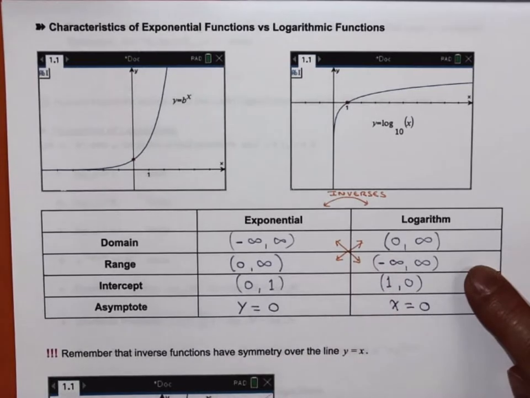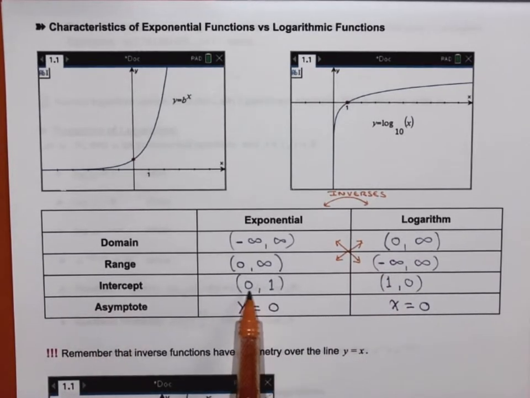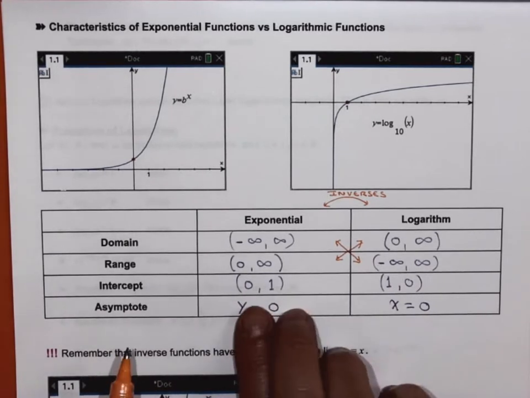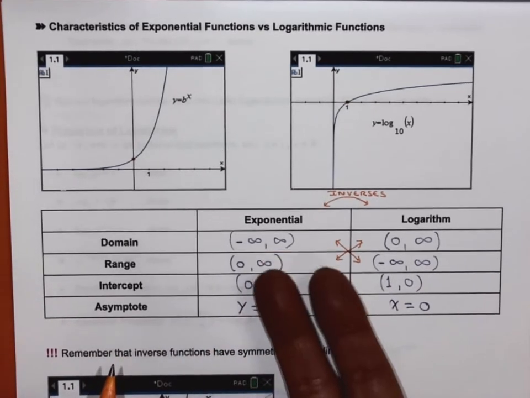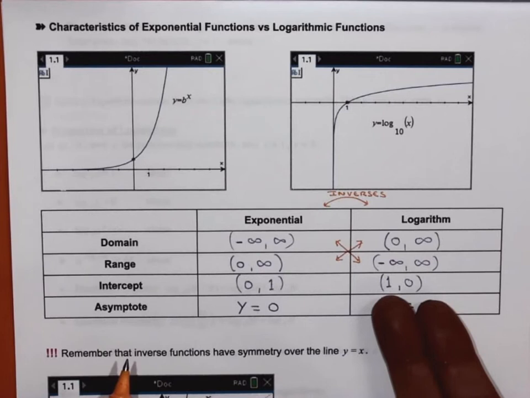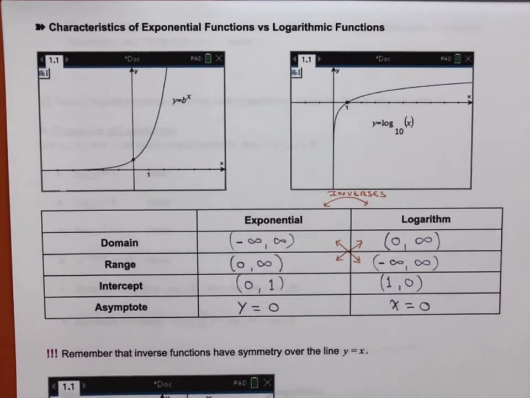just like the inverses, right? And then look at the y-intercept. See how the y-intercept is (0, 1)? Take that x and y and switch them. Don't you get that? You do, right? So see, all of it falls into place, right? And then the asymptote is at y equals 0, so the asymptote for the logarithm will be at x equals 0, right? Okay. So you see the connection between the two and how they're inverses of each other.